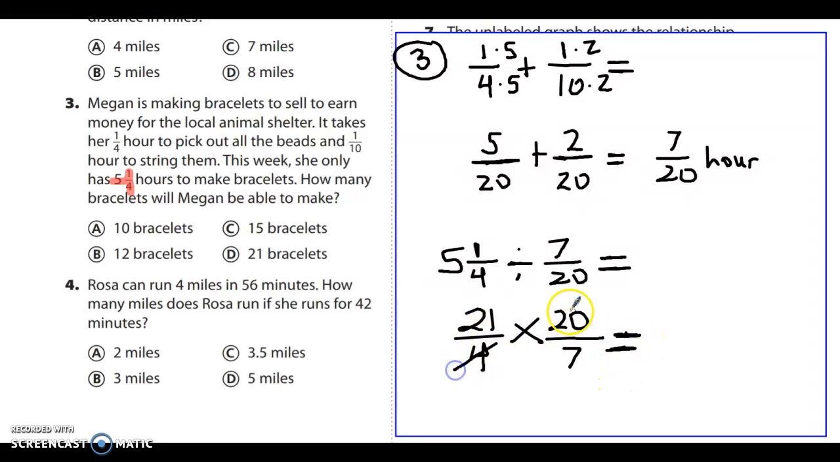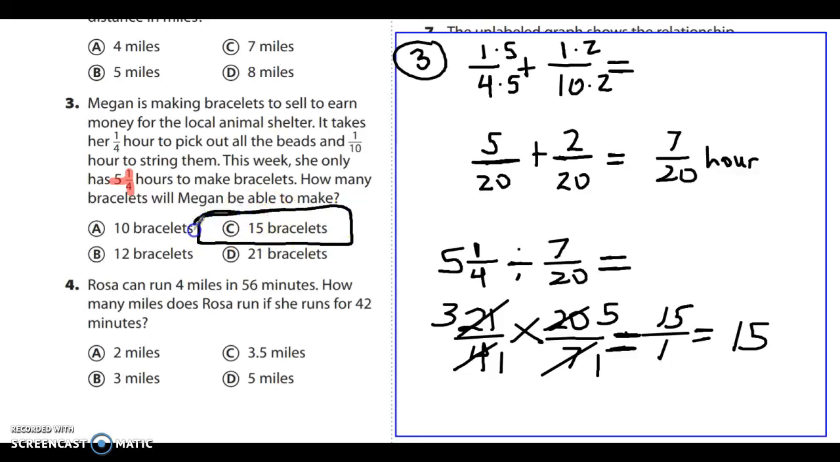I can simplify my 4 and my 20 by 4. 4 divided by 4 is 1, and 20 divided by 4 is 5. And I can simplify 21 and 7 by 7. 7 divided by 7 is 1, and 21 divided by 7 is 3. Now I have 3 times 5 is 15, over 1 times 1 is 1. 15 over 1 is 15, and that is one of my choices. It's C, 15 bracelets.